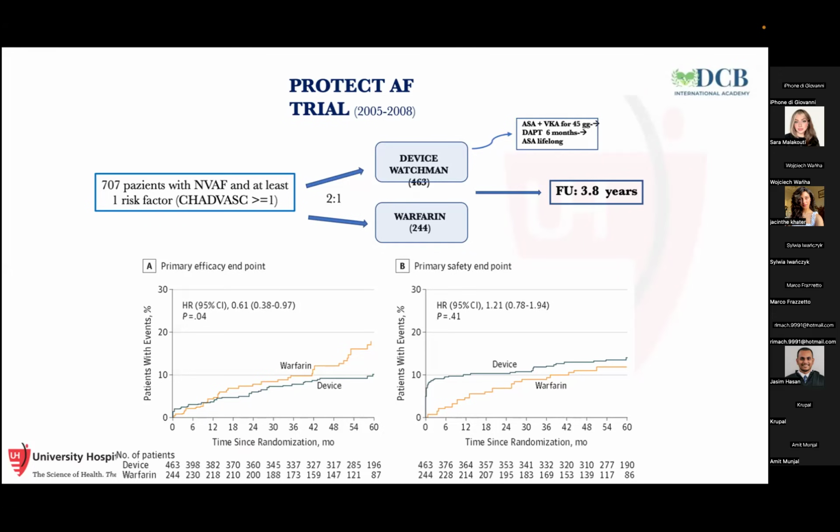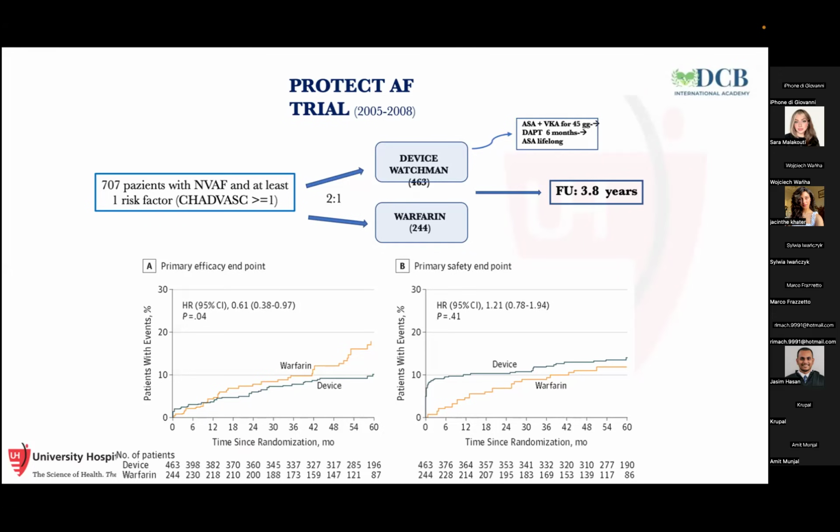In this case, the antithrombotic regimen chosen by the authors was aspirin plus VKA for 45 days, followed by a DAPT for 6 months, only if after 45 days a TEE or a CT scan showed the absence of thrombi and peri-device leak. After 6 months of the DAPT, the patient continued with the aspirin lifelong.